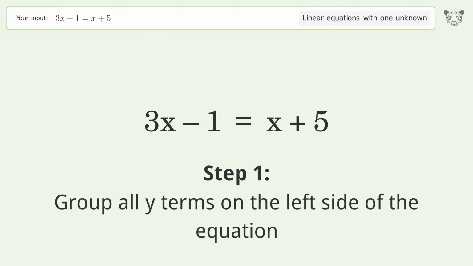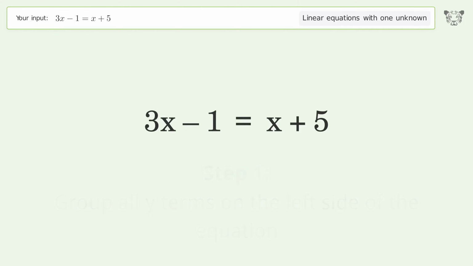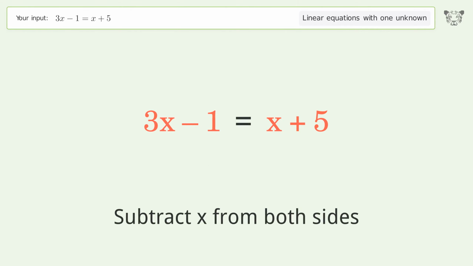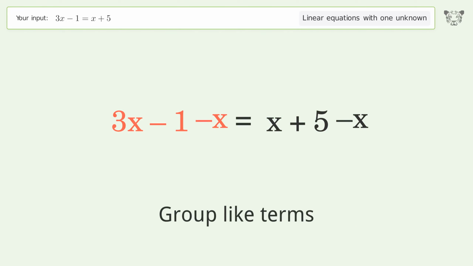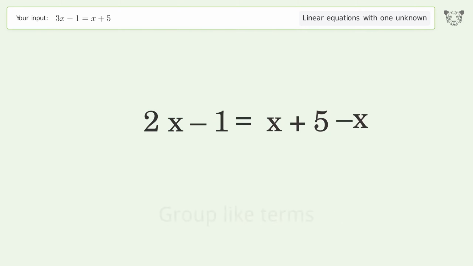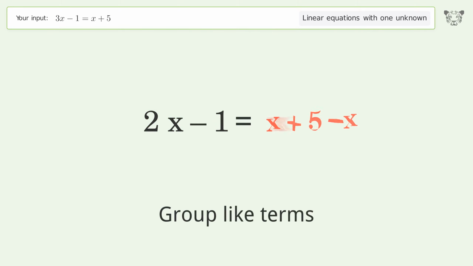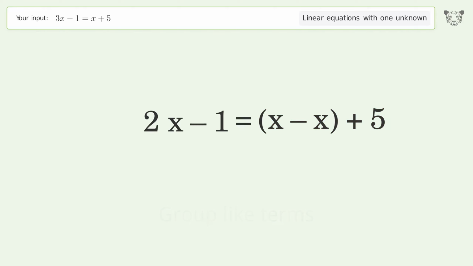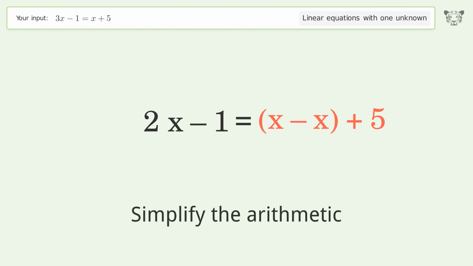Group all y terms on the left side of the equation. Subtract x from both sides. Group like terms. Simplify the arithmetic. Group like terms. Simplify the arithmetic.